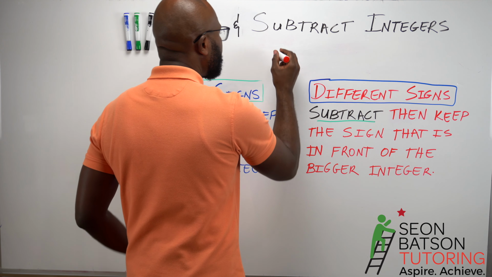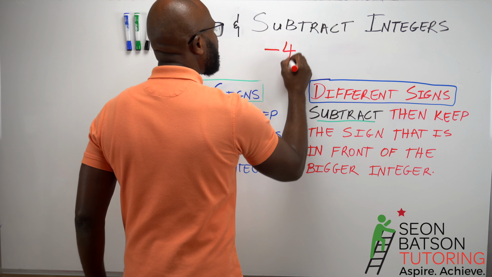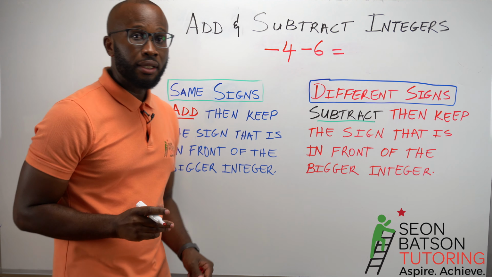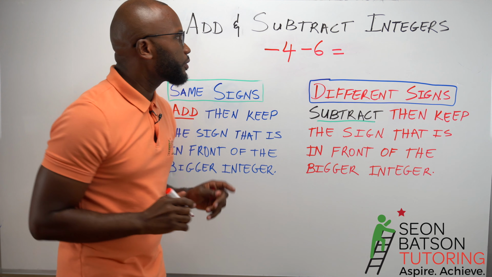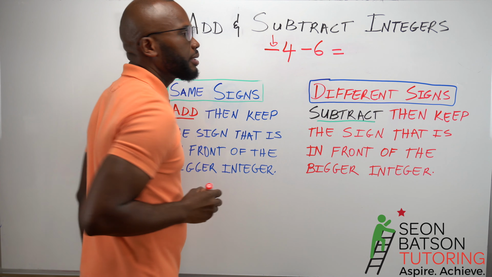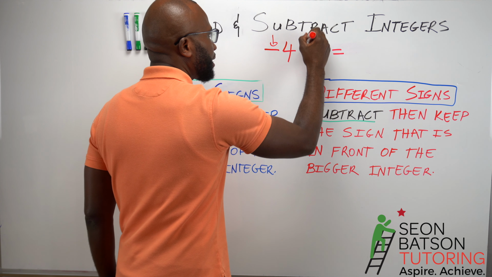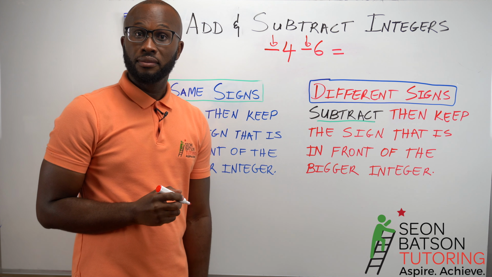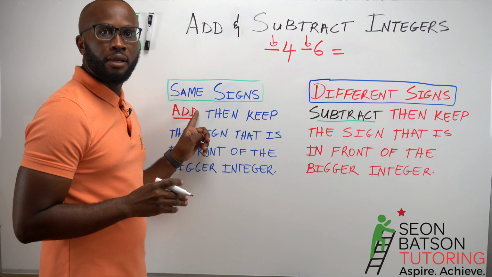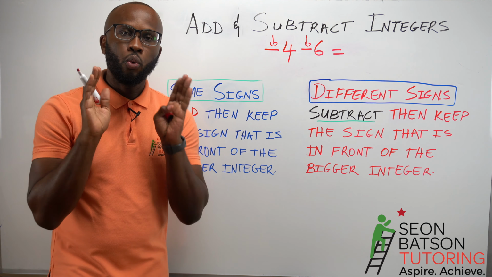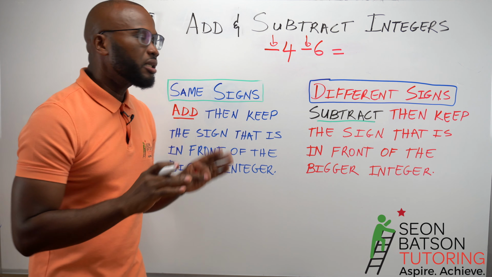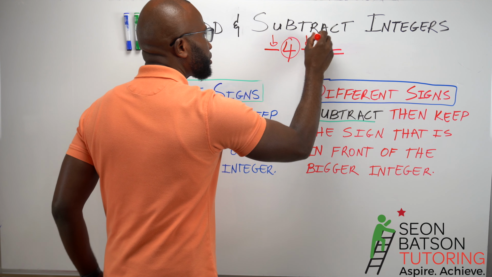Let's say we have -4 minus 6. So again, the very first thing we want to do is examine our signs. The first sign here is negative, yes? The second sign here is negative as well. Therefore, our signs are the same. Very good. Now, what is the rule? When the signs in front of the integers are the same, we must, very good, we must add. Now when we're adding, we only add the integers.